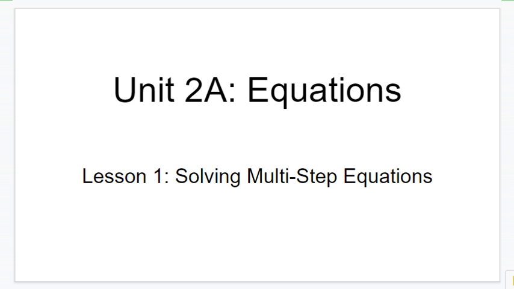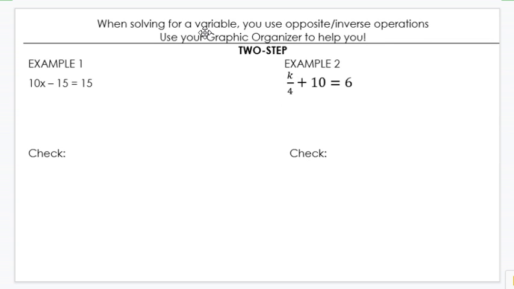I know you do lots of equations in 6th grade, and then in 7th grade you even did some of the multi-step ones. So especially the ones that we do at the very beginning, they're probably really familiar to you. So this should be a good sign that you've done this before. So let's get started. When solving for a variable, use the opposite or inverse operation and use your graphic organizer, that's your foldable, to help you. So here's two examples that we're going to walk through first.